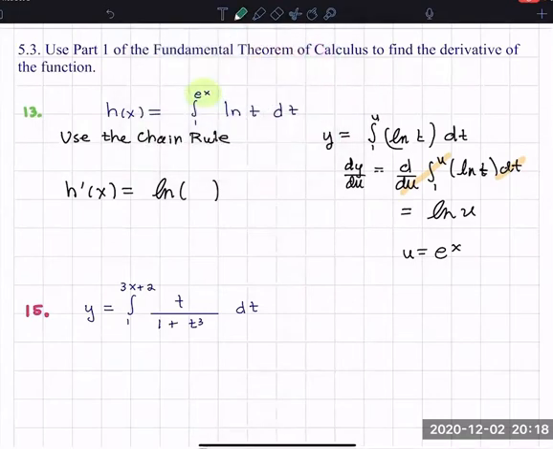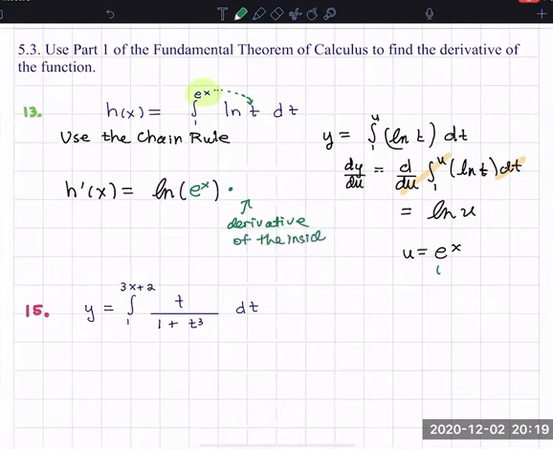Just look at this e to the x. It's going to go where the t is. So I replace that, that's u. I replace that there. But with the chain rule, I have to follow up with the derivative of the e to the x. Right here, I'll multiply by the derivative of the inside. And what's that? That's e to the x.